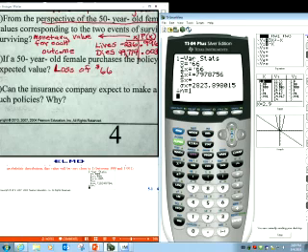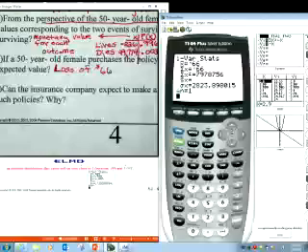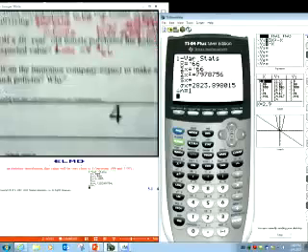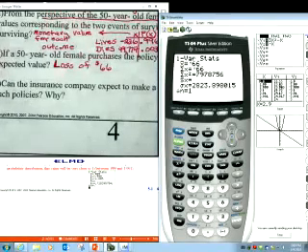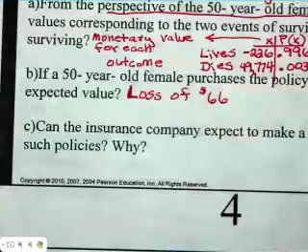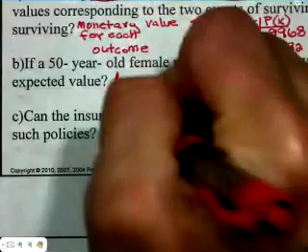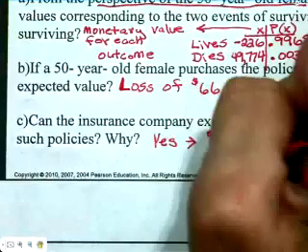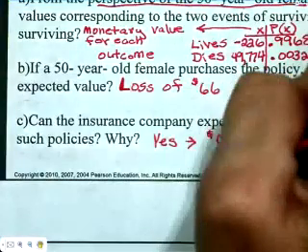I was just going to say, if this said from the perspective of the company, then that would be a gain of 66 instead of a loss of 66. So can the company expect to make a profit from these policies? Yes. 66. Ooh, that looks like a negative. Let me draw an arrow. Yes, $66 per policy.